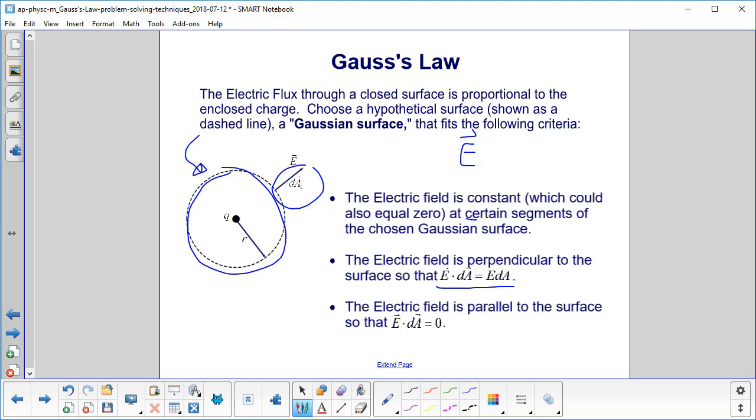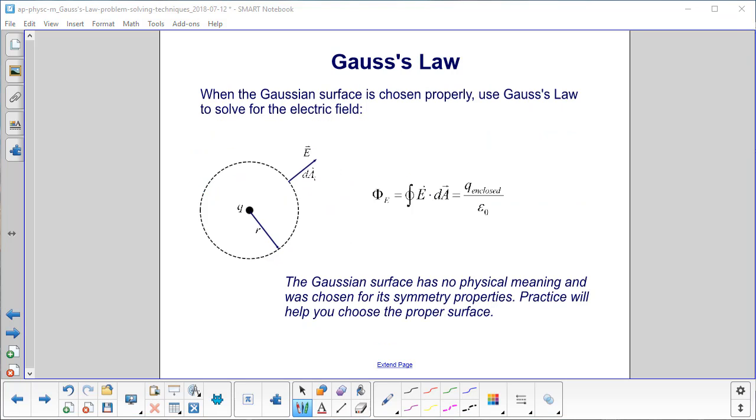And let me emphasize right here. You can have a Gaussian surface where for some parts of it, one of these is true, and for other parts of the surface, another will be true, and then you add them all together to get the electric field. Once you have chosen your Gaussian surface, you can now use Gauss's law, and you apply this closed surface integral over the entire surface of your Gaussian surface. The Gaussian surface has no physical meaning. It's just a mathematical tool, and it's chosen for its symmetry properties. Practice will help you choose the proper surface.